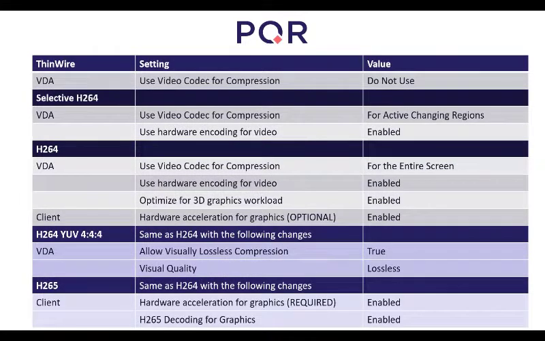So I created a comparison which can be used for later use on how to set all the settings for the different types, because some types even need some configuration on the client for Citrix. For example, H.265 needs to have hardware acceleration for graphics enabled on the client side as well, because you need to enable H.265 decoding for graphics, because it can't be done on the CPU.